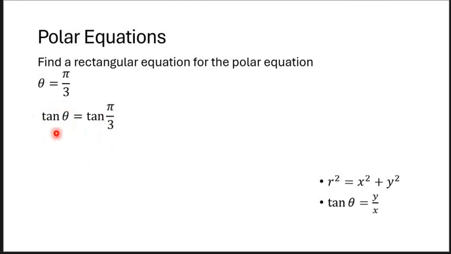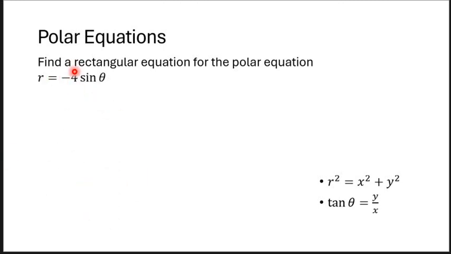I know that the tangent of theta is y over x, and I know that the tangent of pi over 3 is the square root of 3. And I can solve this for y by multiplying both sides by x. Here is the equation in rectangular form. Let's take a look at the next question.